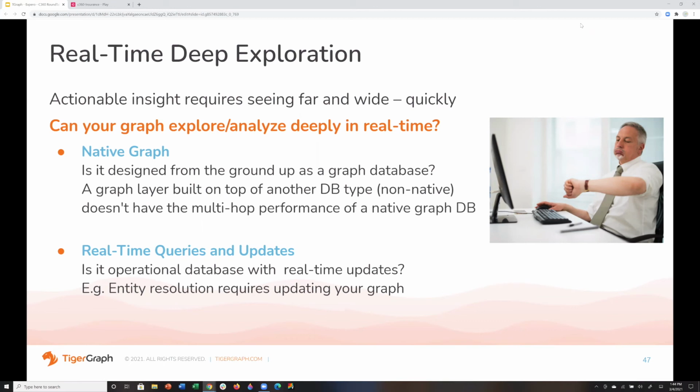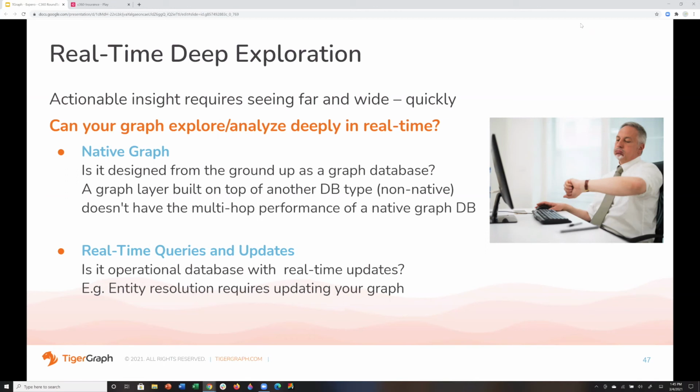Your data is large, and you don't want people to have to wait a long time. If you have those humans in the loop, their time is valuable. So when they ask a question, they want that response, and you're searching a lot of data. So first, you want to look for a native graph.